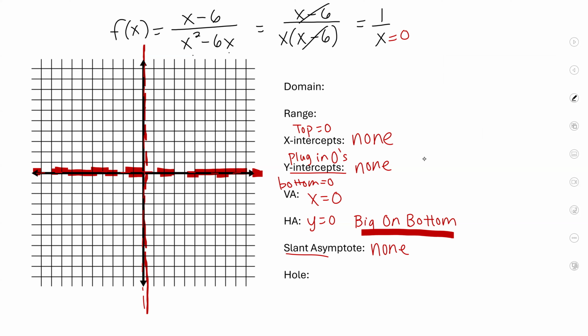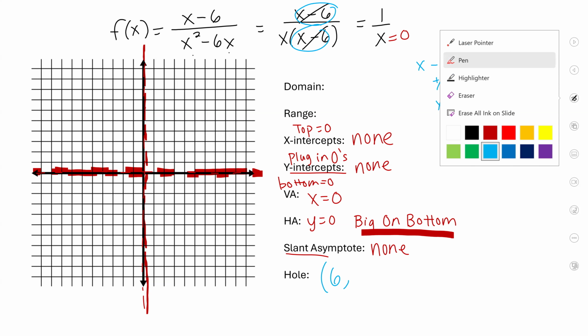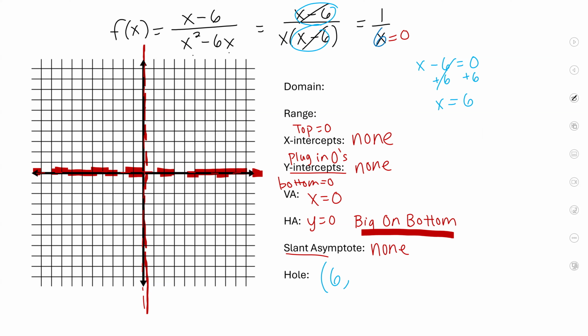All right. And holes, we do have a hole because we canceled out. So whatever we canceled out, the x minus 6, set that equal to 0 and solve. So I'm going to add 6, so x is 6. That is the x value of my hole. Now you plug this back into here, and you get 1 over 6. Okay, so I'm going to go ahead and graph my hole. 1, 2, 3, 4, 5, 6. 1/6 is like right here, very small. So this is my graph.